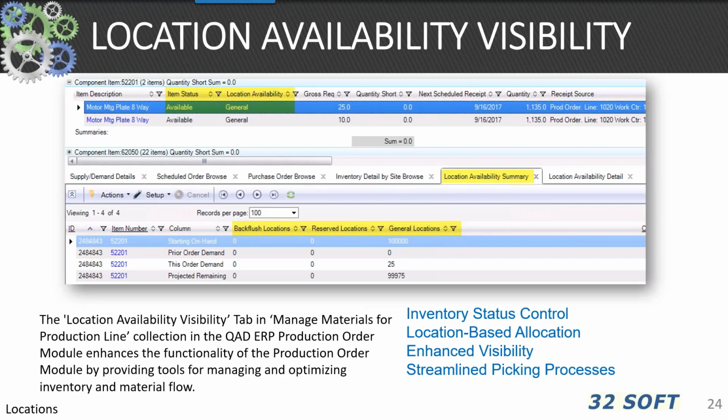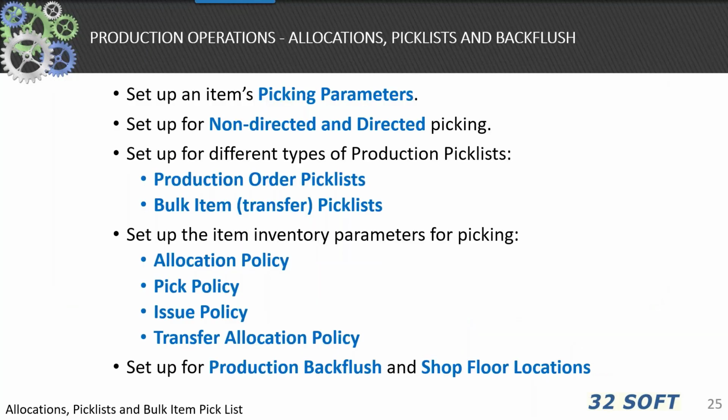The location availability visibility tab in the Manage Materials for Production Line collection in the production order module provides primary tools for managing and optimizing inventory and material flow. Functions include inventory status control, location-based allocations, enhanced visibilities, and streamlining of the picking processes.